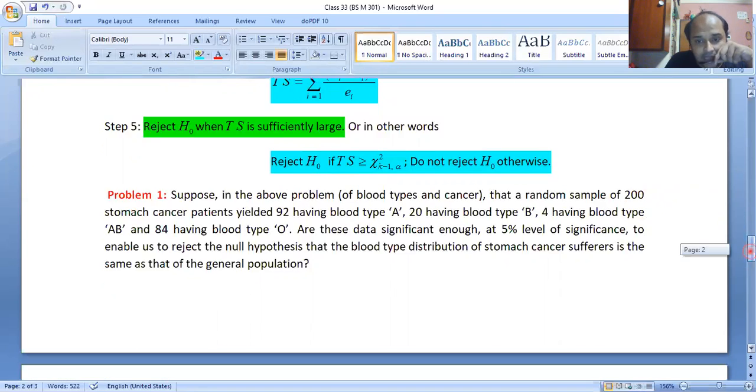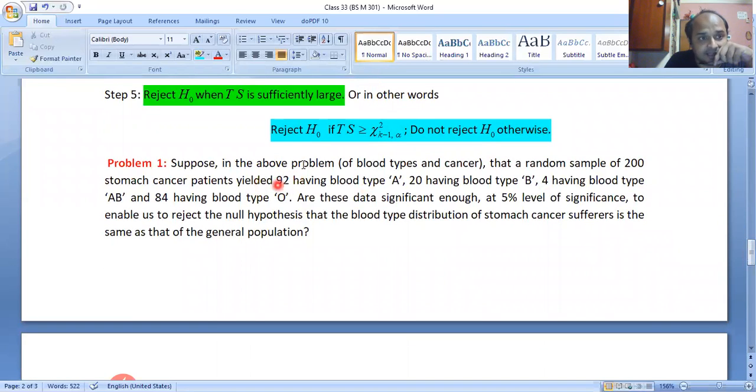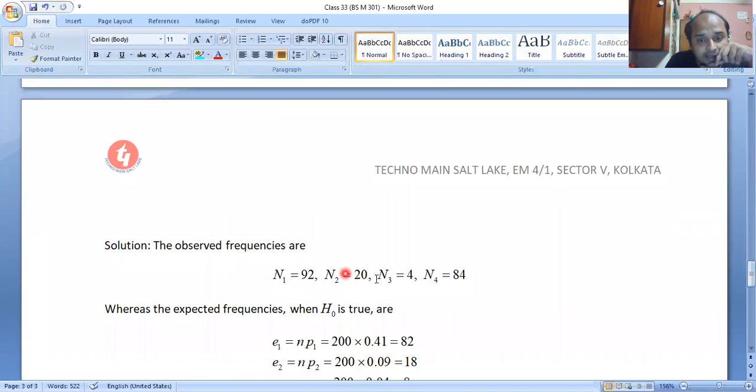Now, what are these numbers, 92 and 20 and 84 and 4? These are actually the values of N1, N2, N3, and N4. These are the numbers which give you the parts in which the entire sample has been divided, 4 parts, and each part is having the numbers given by this. So these are the observed frequencies.